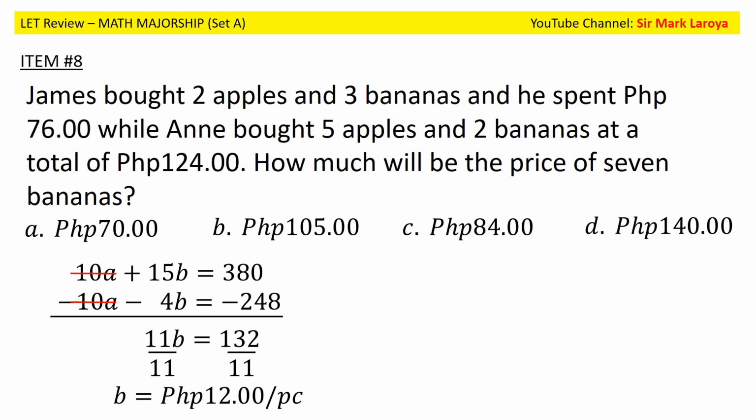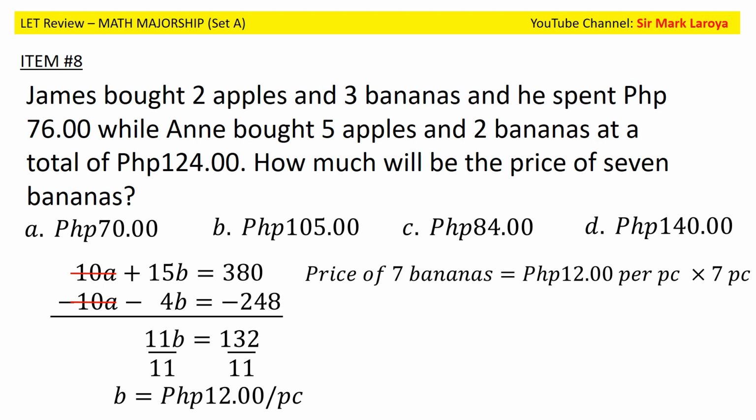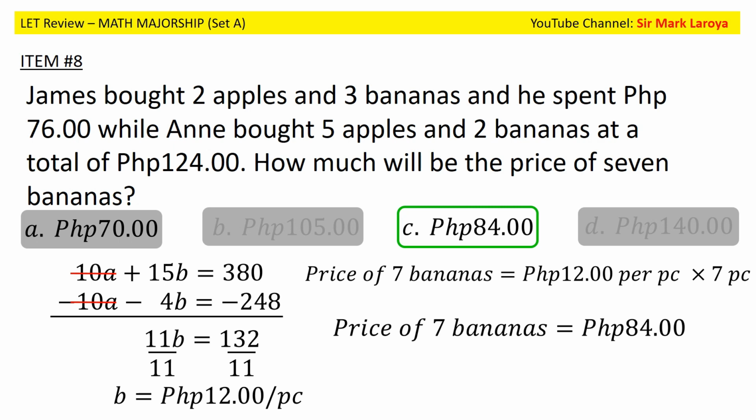Okay? So, to get the price of 7 bananas, simply multiply that with 7 pieces. So, the price of 7 bananas will be 84 pesos. So, our answer here is letter C, 84 pesos.